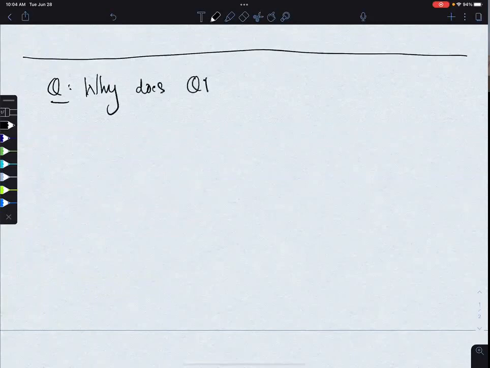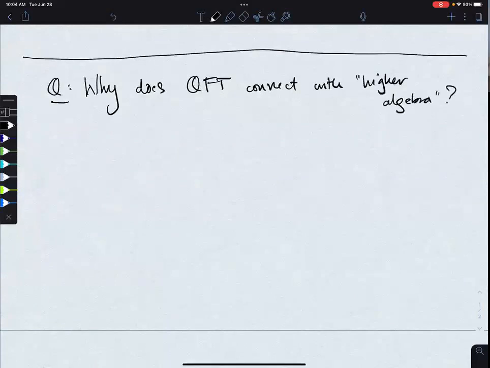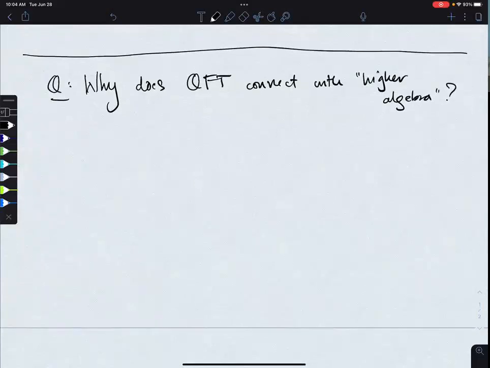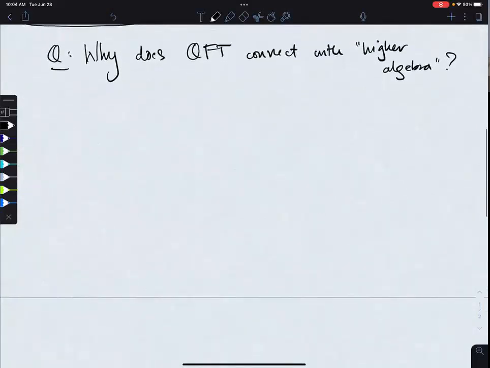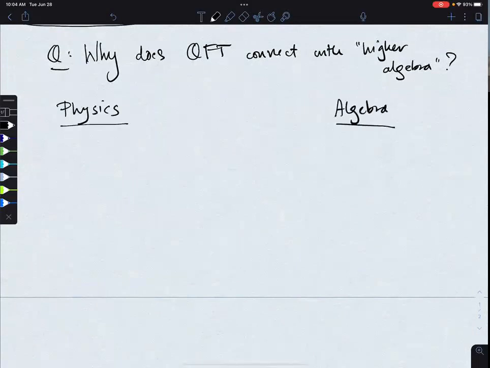why does QFT connect with what I might call higher algebra? So things like category theory, quantum groups, other subjects like that. Let me just list some examples of how these topics relate. I'm going to put physics on one side, algebra in a very broad sense on the other.